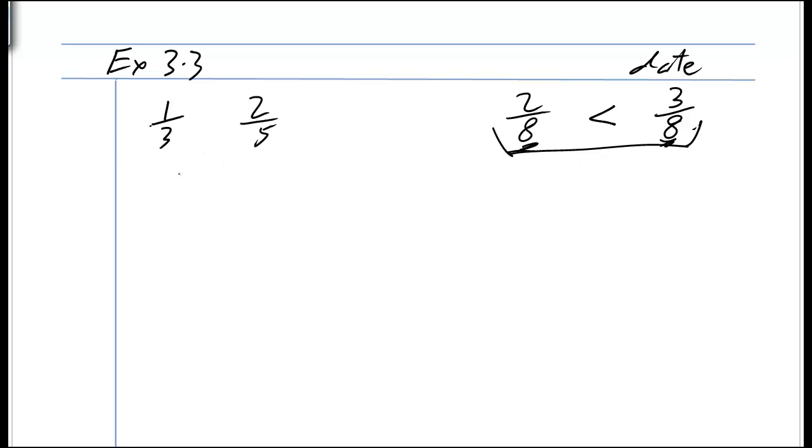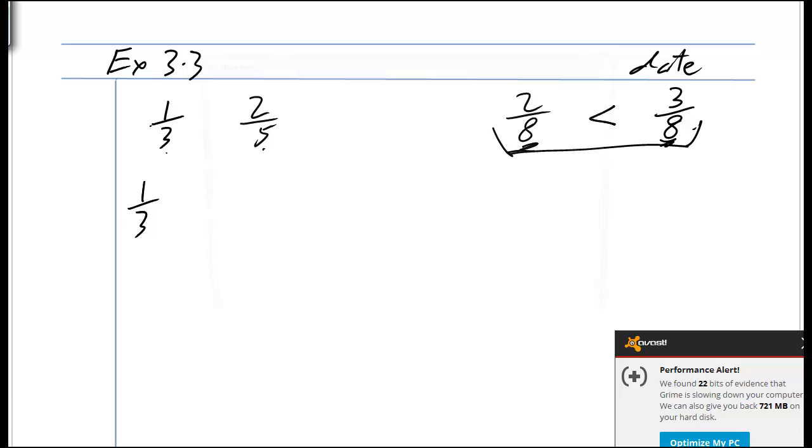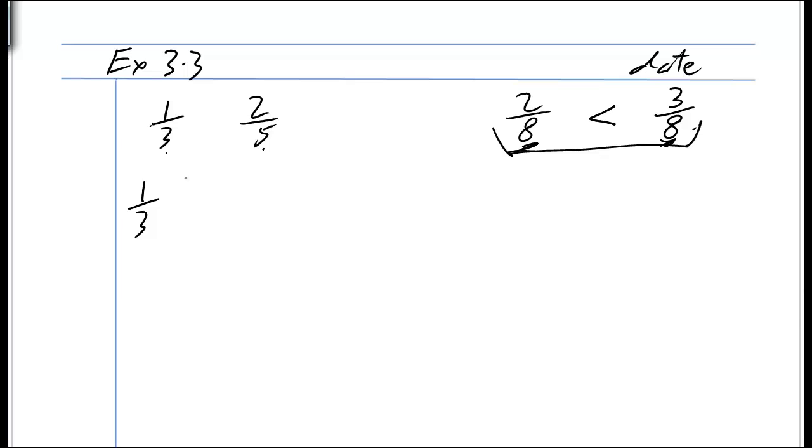However, these ones have got different denominators. So first thing you do is you change them to the same denominator. So what you do is you go 1/3. Let's change that into a fraction that will have the same denominator with 2/5. So what you do is look at 3 and 5. What's the lowest common multiple of 3 and 5? 15, I think, because 3 goes into 15 and 5 goes into 15. Okay, so let's change 1/3 into a fraction with a denominator of 15.